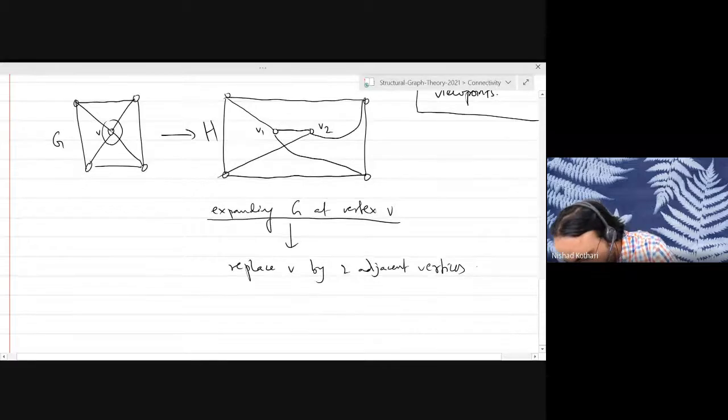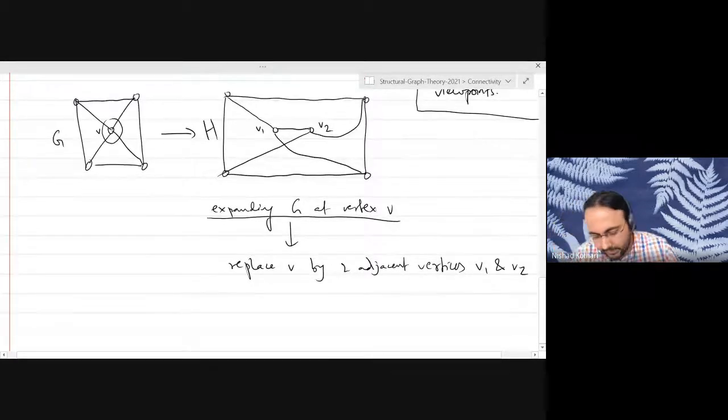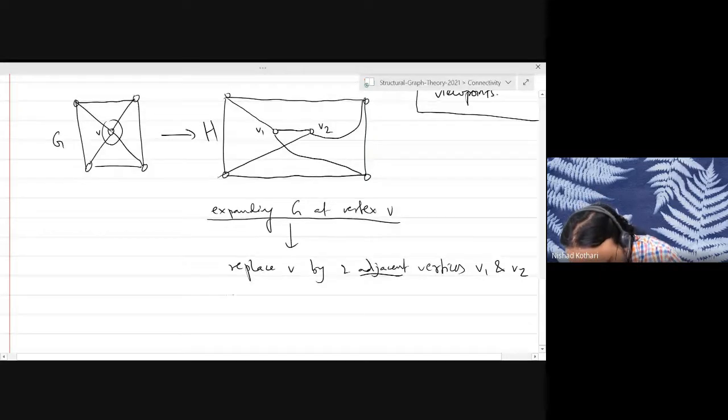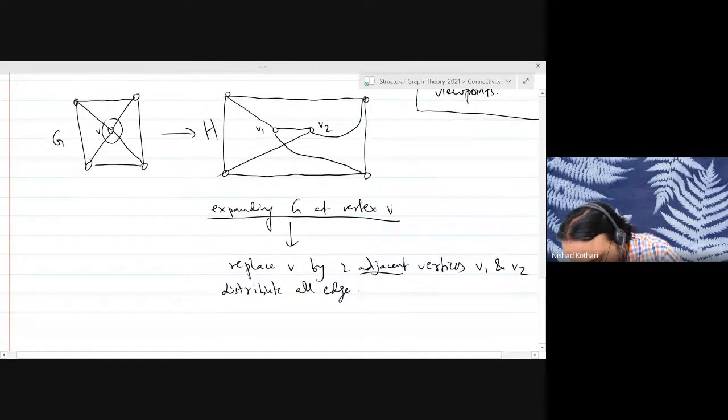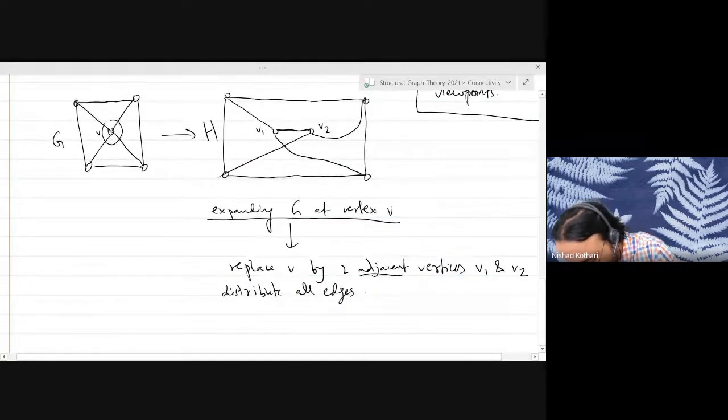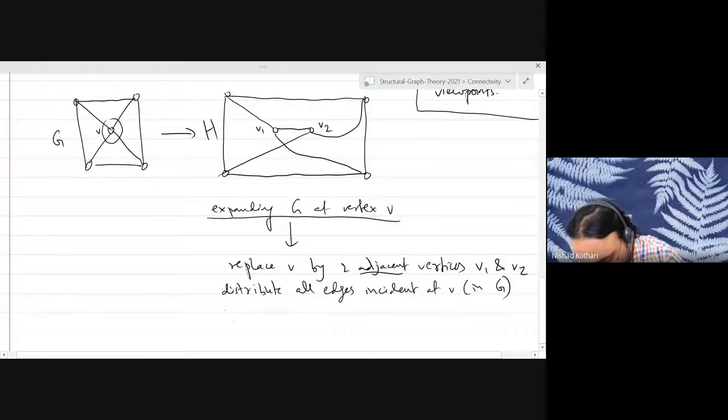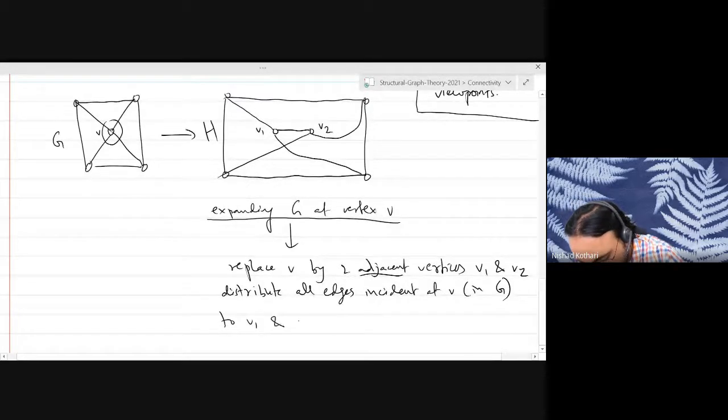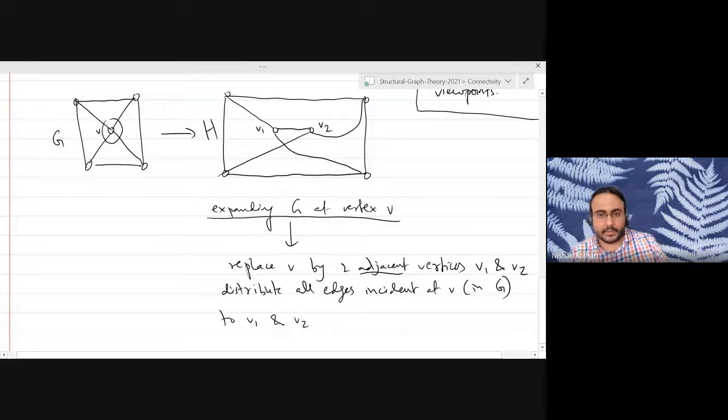V1 and V2, right? So there is an edge between them, they are adjacent. And you distribute all edges incident at the original vertex V in the graph G. You distribute them to V1 and V2. So every edge that was previously incident at V is now going to be incident either at V1 or at V2.